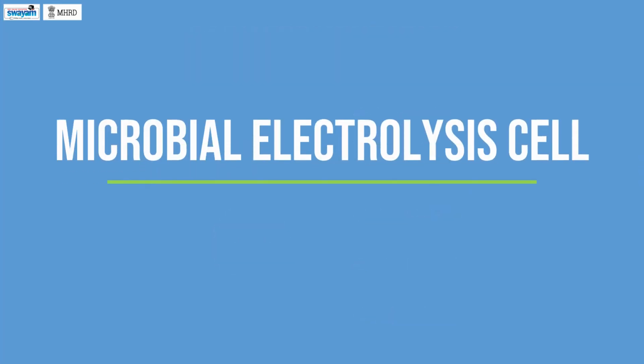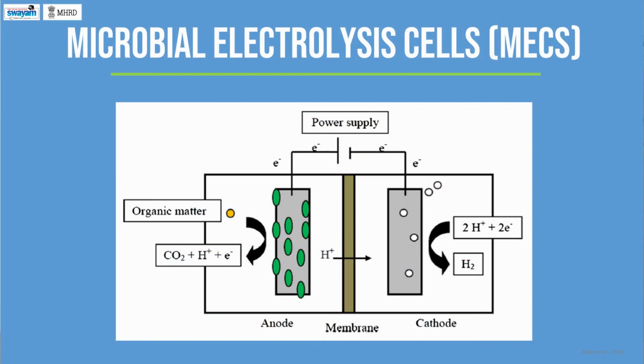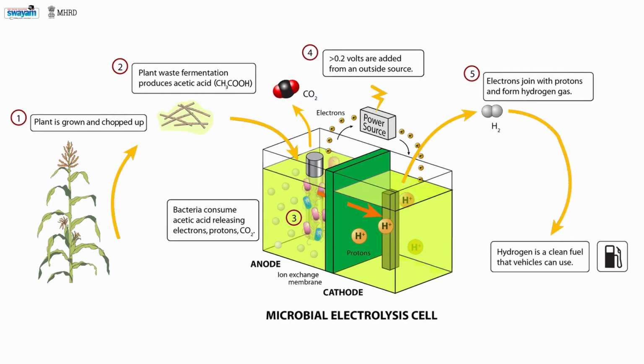The next is microbial electrolysis cells. A microbial electrolysis cell consists of an anode, cathode and a membrane in between them. Electrochemically active bacteria are present in the anode. These bacteria oxidize the organic substances to produce carbon dioxide, electrons and protons. Electrons are transferred to the cathode through an external circuit, whereas the protons move to the cathode through the membrane.